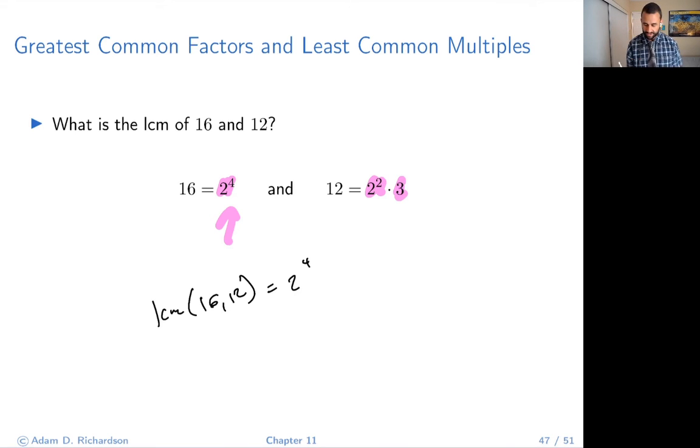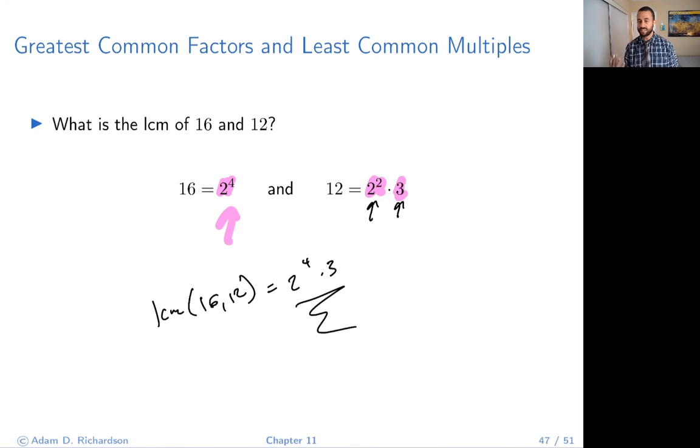But here's the cool part. Now that I've already got 4 factors of 2, I've already taken care of the 2 factors of 2 that I need to make 12. But now I've also got to toss in a factor of 3, because if I don't, then I won't have the number 12. So all I'm going to do here is multiply by 3. And that's the least common multiple. That's it. That's the least common multiple of 16 and 12.